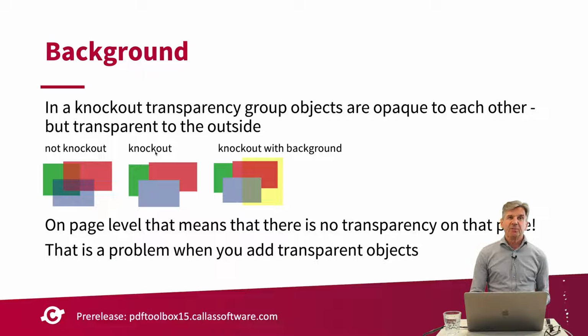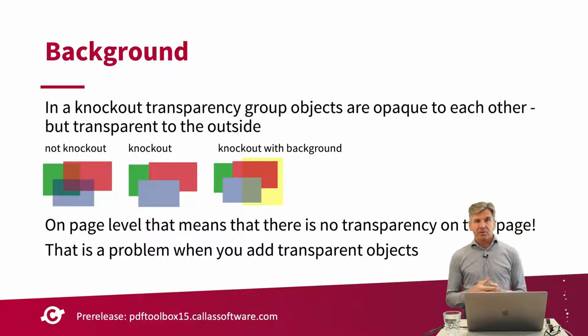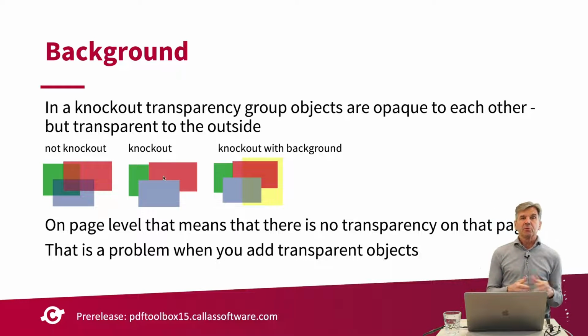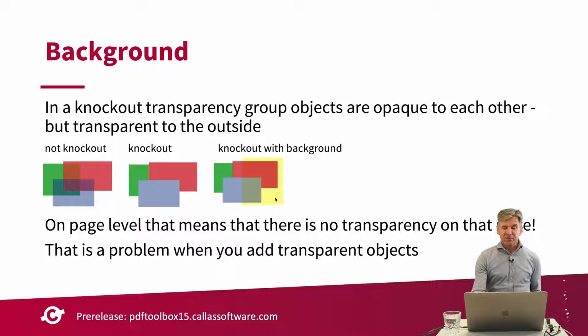If I would then put them into a transparency group and give the transparency group the label knockout, all of a sudden, everything that is inside of the group isn't transparent anymore to each other. So they are now opaque to each other. However, since they are still using transparency, if I would then use an additional background behind my group, in this case a yellow rectangle, then all the objects inside of the group will appear transparent in front of the yellow. So you can see the yellow shining through, but the blue and the red are still not transparent to each other.